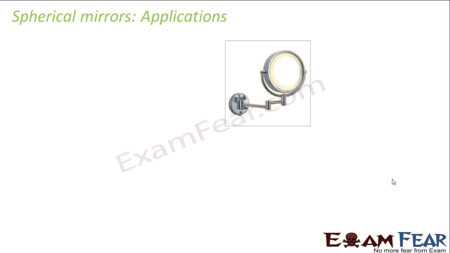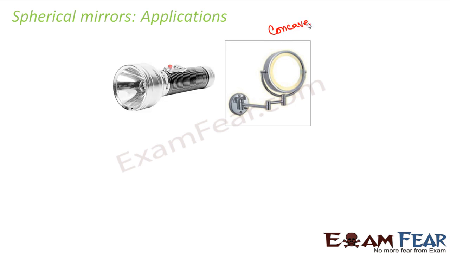For example, the first application is a shaving mirror. You would have seen the shaving mirror which you normally see in shops. Those are the mirrors which are supposed to give an enlarged image of your face so that it becomes easier for the person to shave because he can see an enlarged view of his face. So that means you want enlarged images. And in the last slide, I showed you that if you use a convex mirror, you will always get diminished images. So you will have to use a concave mirror. So the shaving mirrors are always concave mirrors.